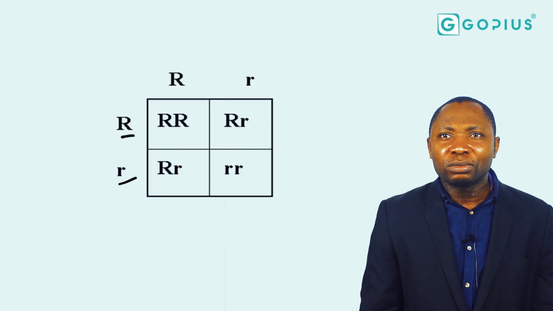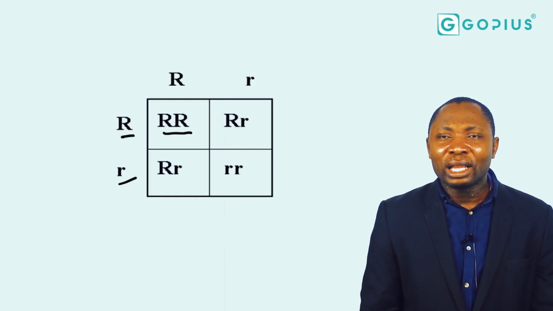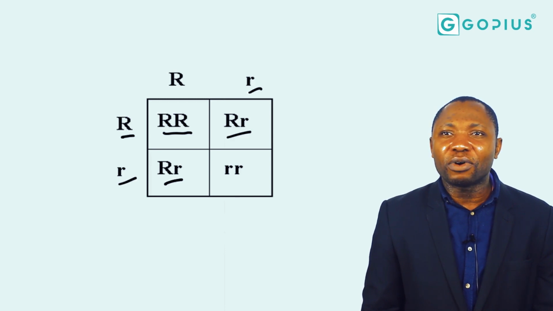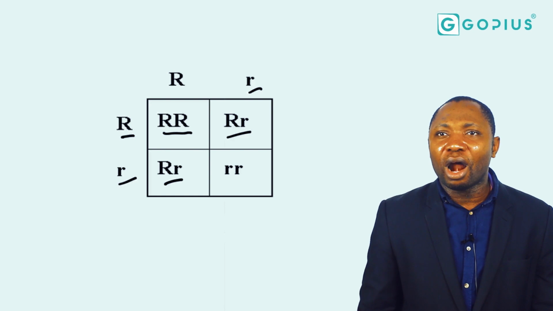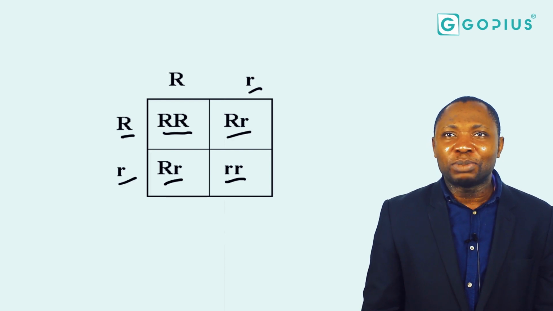So capital R plus capital R will give you homozygous dominance for roundness. Then capital R with small letter r will give you heterozygous roundness of seed of plants. Then we have small r with capital R. It will give you capital R and small letter r, which is heterozygous gene for roundness. And then small r with small r will give you recessive gene for wrinkled seeds. So that is basically how the crossing is being carried out.